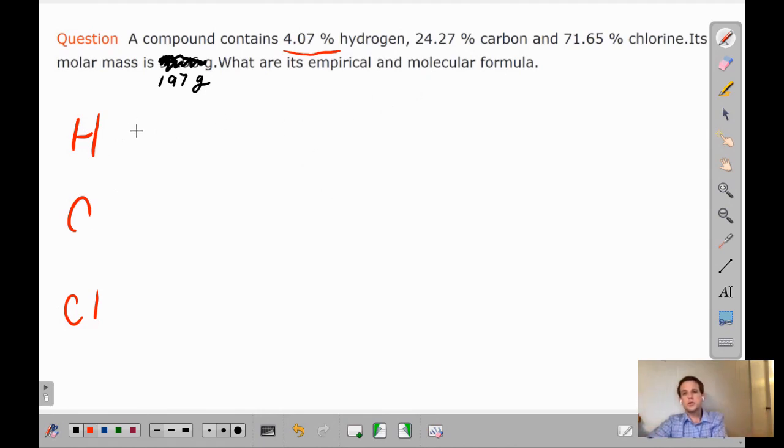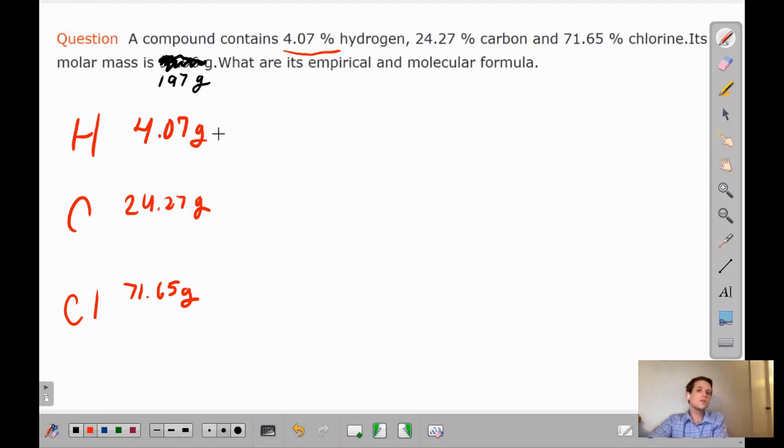Okay, so we're going to start these problems by always assuming we have a 100-gram sample. It's going to make things a lot easier. So it's going to be 4.07 grams, and for carbon, we're going to have 24.27 grams, and for chlorine, we're going to have 71.65 grams. All right, it's not based on grams, it's based on the proportions of the molecules that are in it.